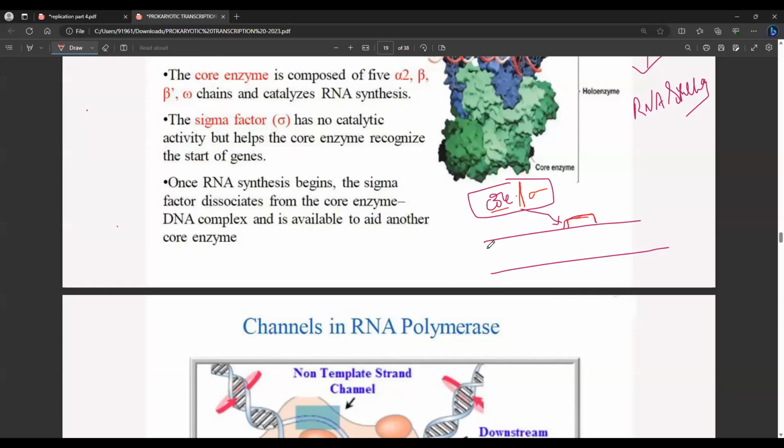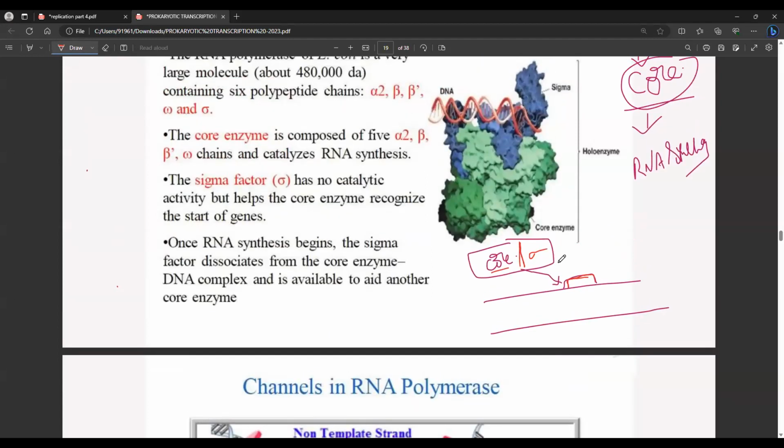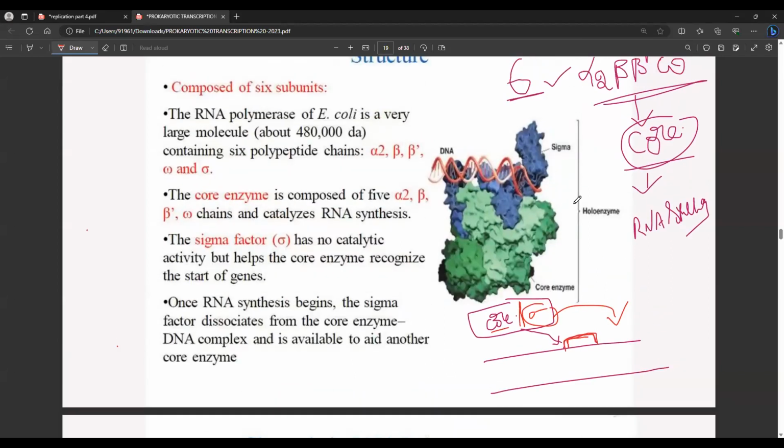They can ask a question: which part of the RNA polymerase enzyme is never involved in the transcription? Never involved means I am talking about which is not involved in initiation, elongation, or termination. That is the sigma factor. Now, what's the function? The ultimate point you have to remember: the sigma factor is exclusively responsible for recognizing the promoter. So, friends, remember every one of you, the core enzyme has 5 subunits.